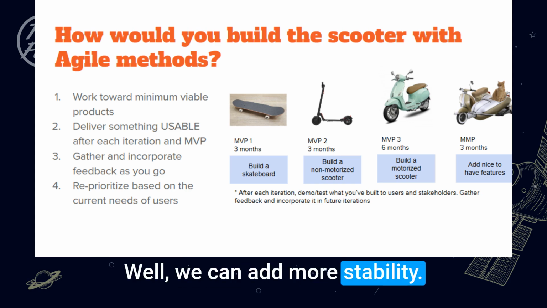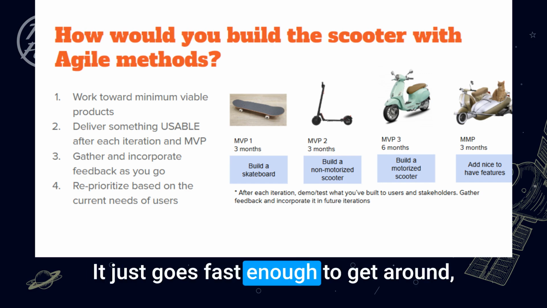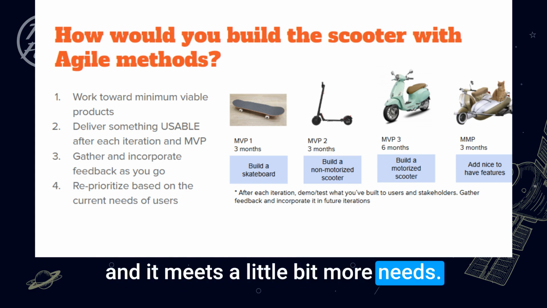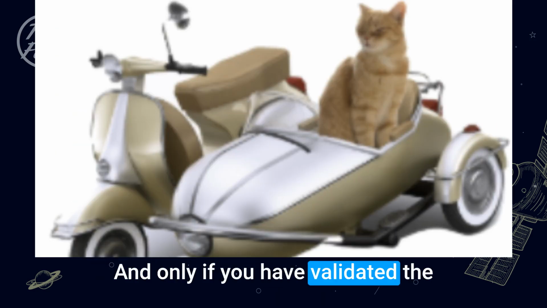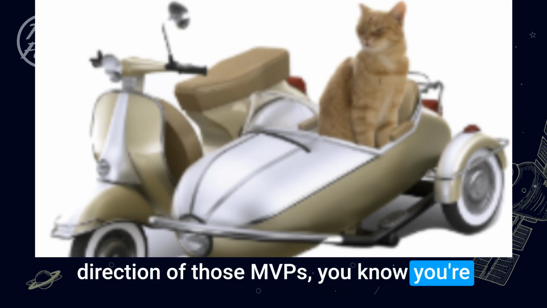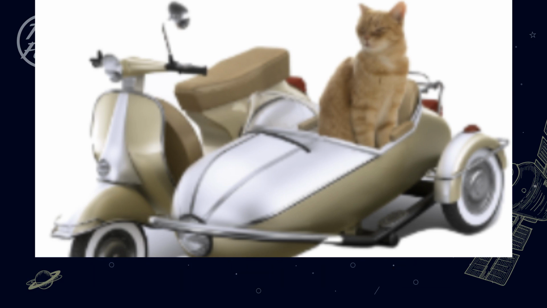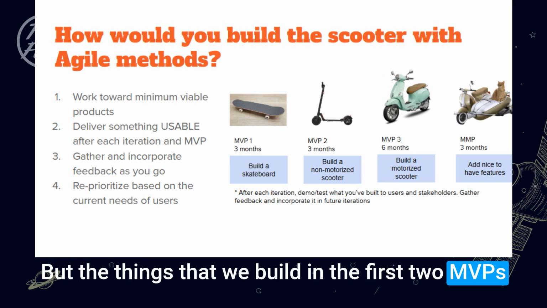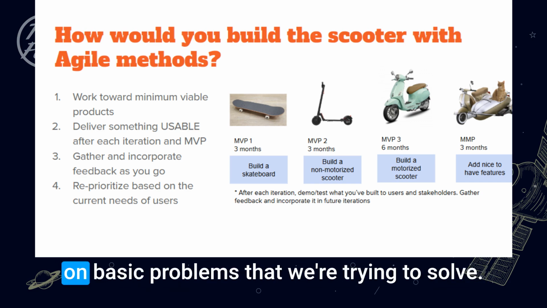Well, we can add more stability. We can build a scooter with a handle, not motorized. It just goes fast enough to get around, but it offers a little bit more stability and it meets a little bit more needs. And then you work on the fast things. And only if you have validated the direction of those MVPs, you know you're headed in the right direction with the MMP, and you start building the MMP. Notice how it takes 18 months still. But the things that we build in the first 2 MVPs are something completely different than what the end result should be, because they focus on basic problems that we're trying to solve.